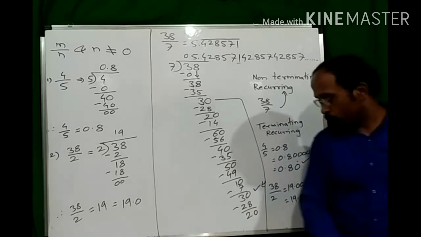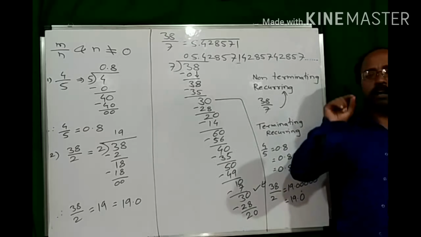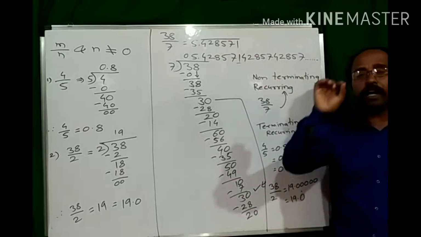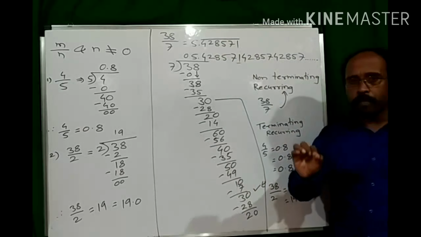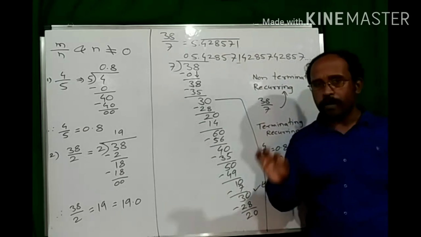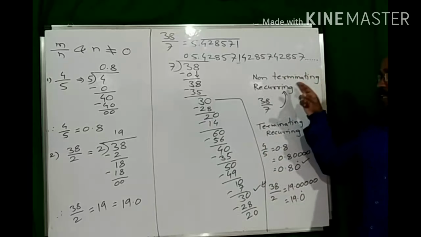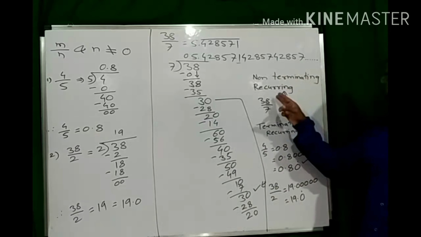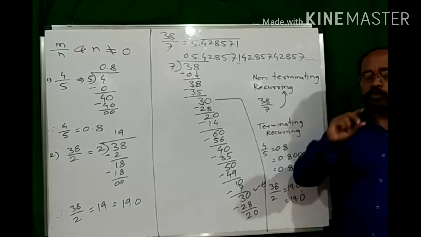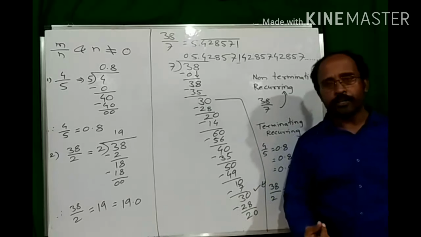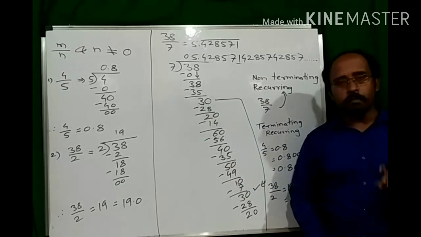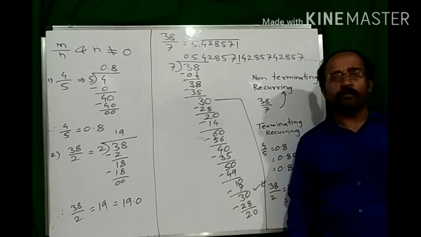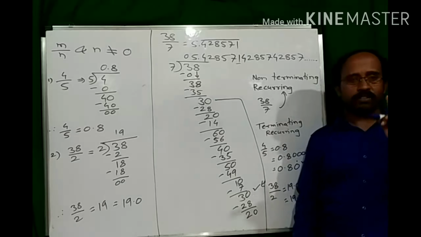So in this video, students, we learned that a rational number which is represented as m upon n can be represented in its decimal form as non-terminating, recurring. Any rational number can be shown as non-terminating, recurring. So here we get the second definition of a rational number: a number which has a non-terminating, recurring decimal form is called a rational number.